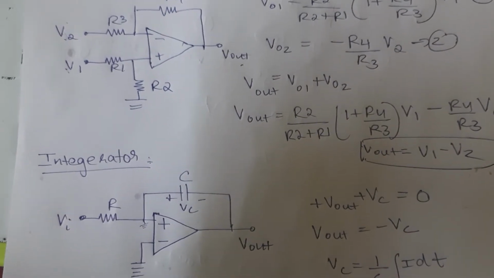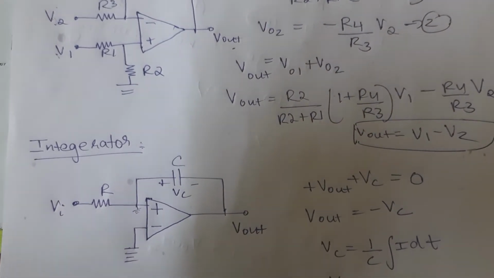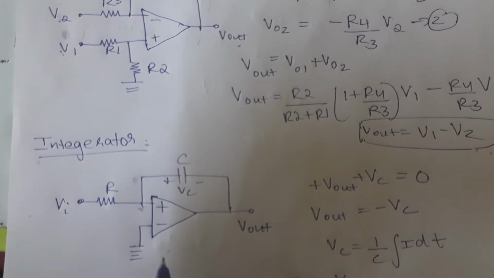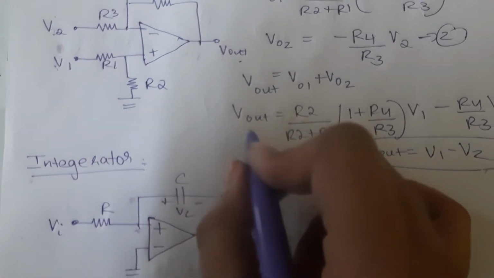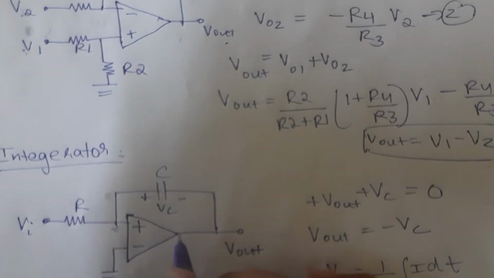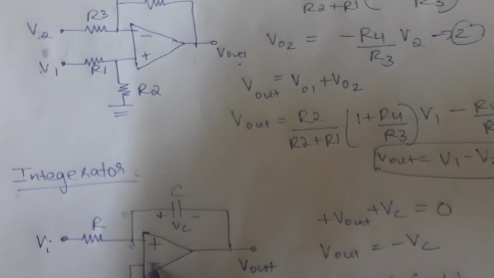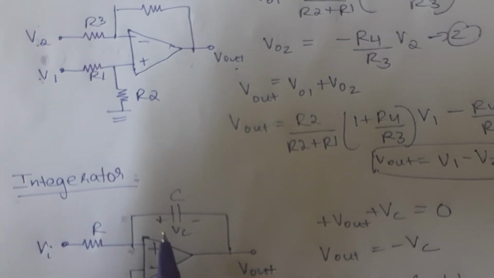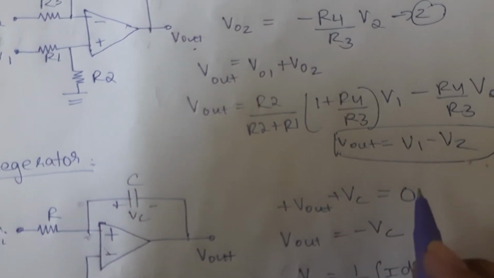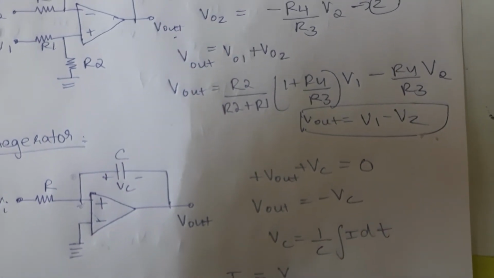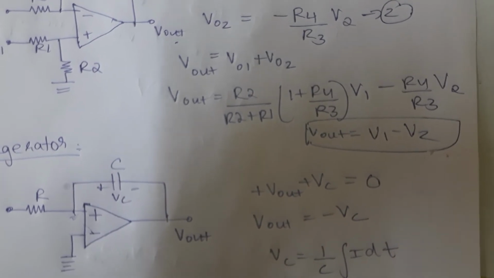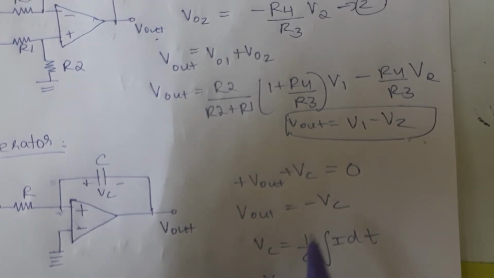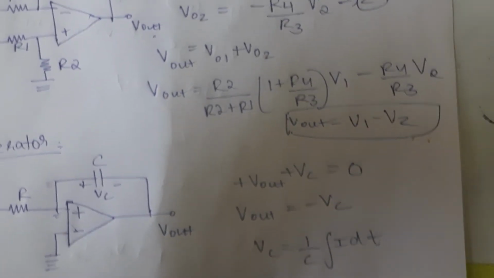The next most important application is the integrator circuit. Now, this is the construction of the integrator circuit where in the feedback instead of a resistor we have a capacitor. Now, let us apply KVL in this feedback loop. Plus Vc plus Vout is equal to 0. So, from here Vout will be equal to minus Vc. Now, generally voltage across a capacitor is given by 1 by C integral I dt.